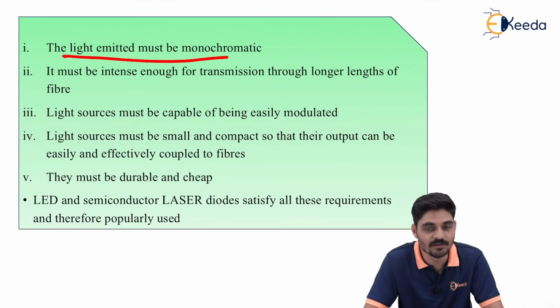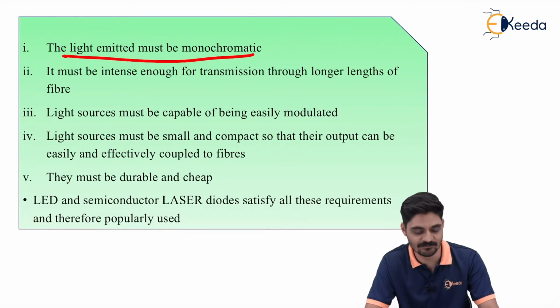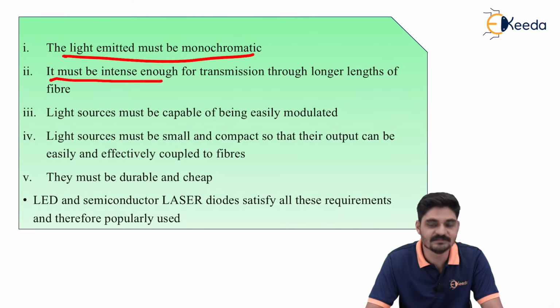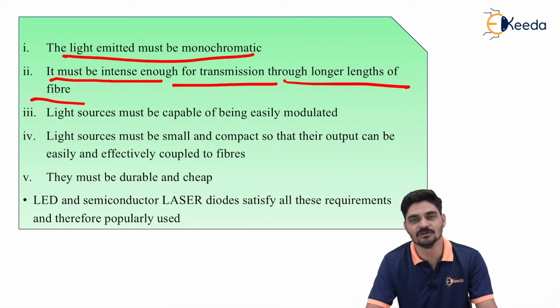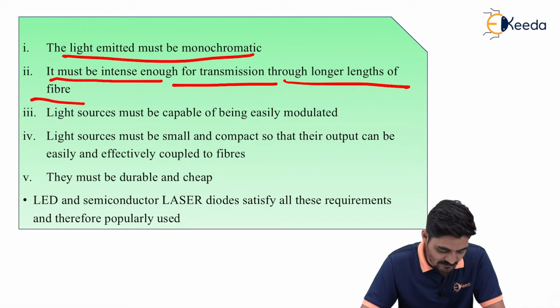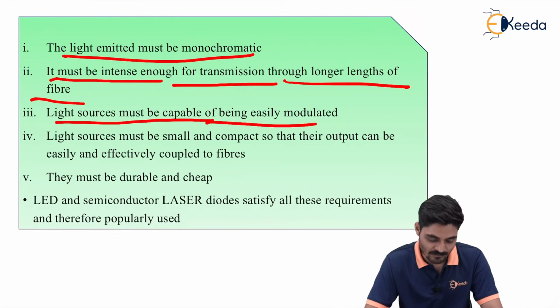The light emitted must be monochromatic, having a single wavelength. It must be intense enough for transmission through longer lengths of fiber so that it can travel through a larger distance. The third requirement is that the light source must be capable of being easily modulated.